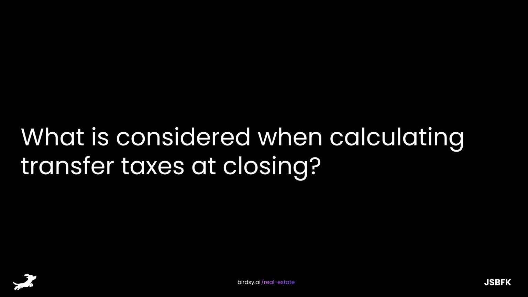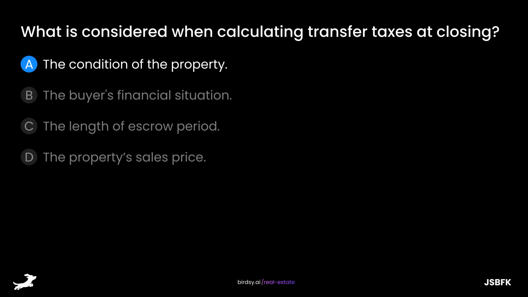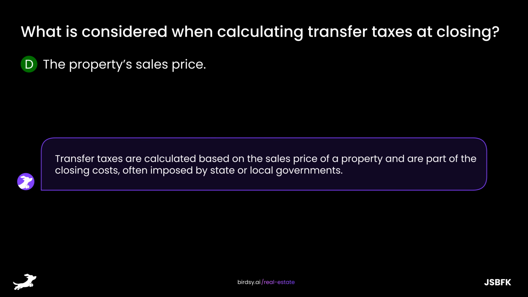What is considered when calculating transfer taxes at closing? Is it A, the condition of the property, B, the buyer's financial situation, C, the length of escrow period, or D, the property's sales price? The answer is D, the property's sales price. Transfer taxes are calculated based on the sales price of a property and are part of the closing costs, often imposed by state or local governments.